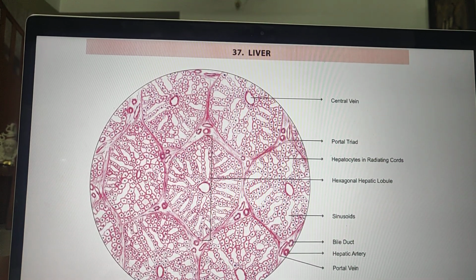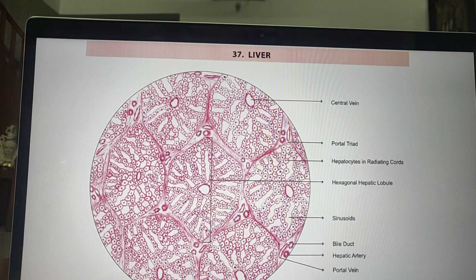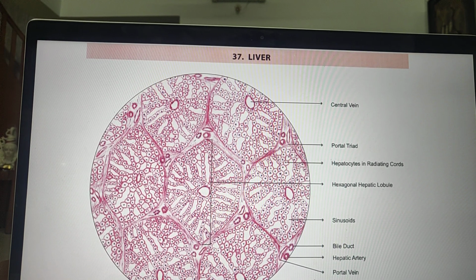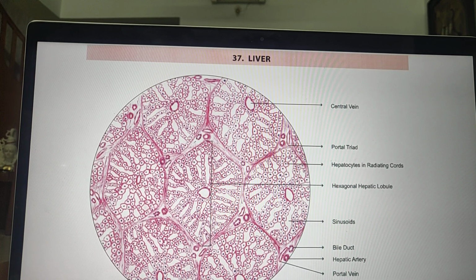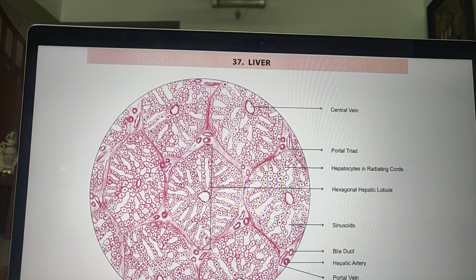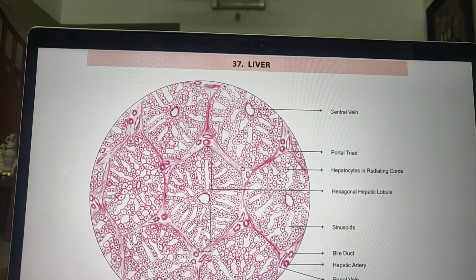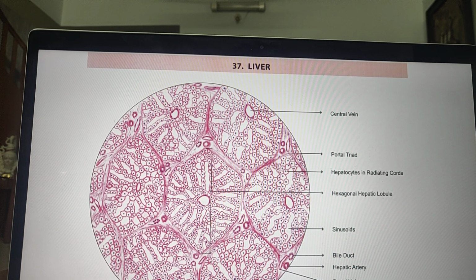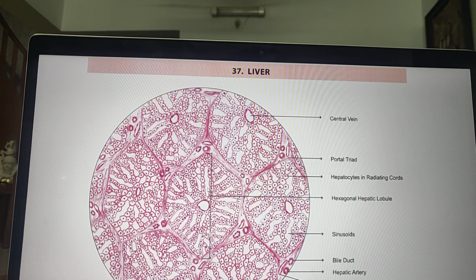Here you can see these are the hexagonal or polygonal lobules, and this is the portal triad. Inside the portal triad you can see a bile duct, hepatic artery and portal vein, and at all six corners there is a portal triad. Centrally in the hepatic lobule there is the central vein. The remaining things you can see are the hepatocytes, and in between there are sinusoids.